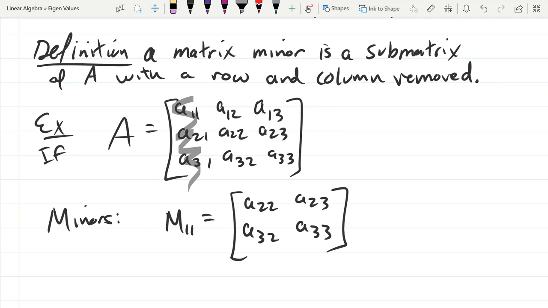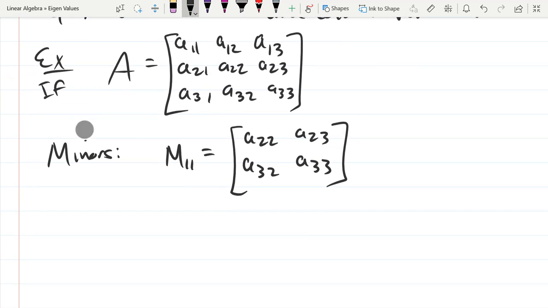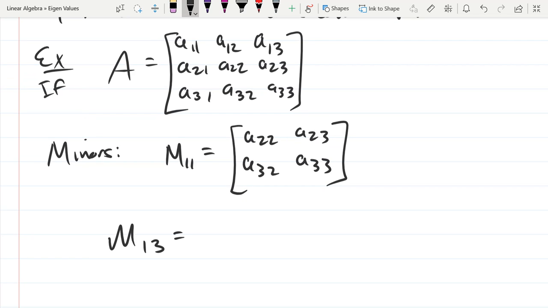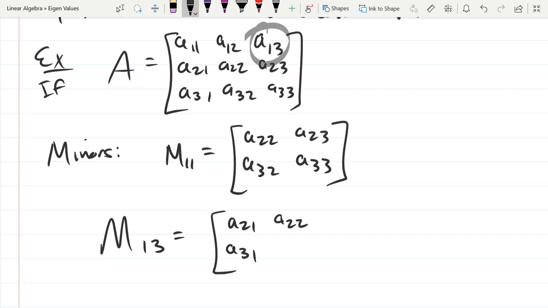All right, so that was minor 1-1. Again, that 1-1 was remove row 1, remove column 1. So now, I want you to find minor 1-3. What I'm going to do is just highlight the 1-3 element. So row 1, column 3. So I want you to write the matrix where you're removing the row and column that this entry is in. So remove row 1, remove column 3. So you should have A21, A22, A31, A32. So any questions on that?